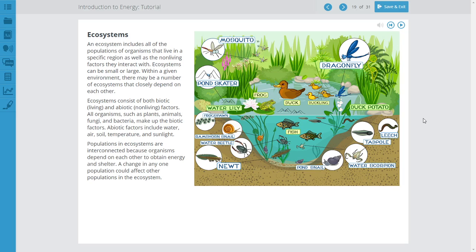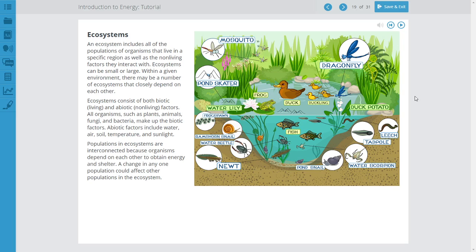What's really happening here is that you have all of these organisms living in this ecosystem, and the energy is being put into the ecosystem and then passed around. And everything here eats something else with the exception of the plants.